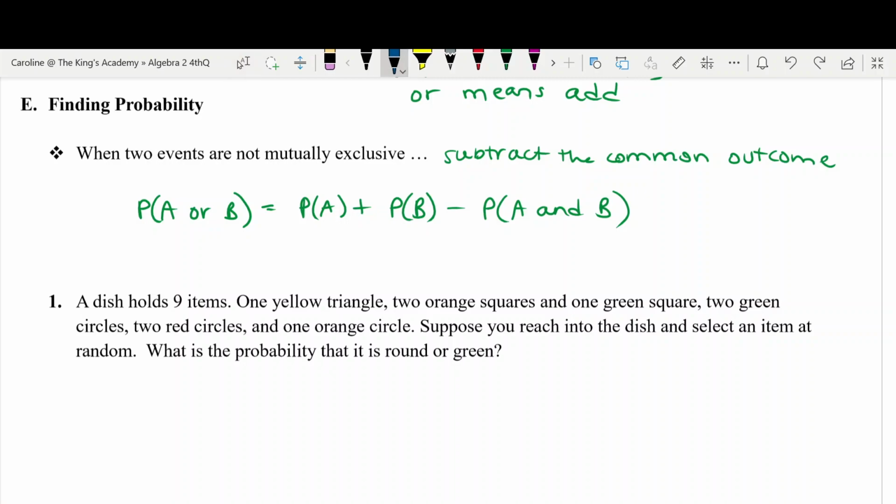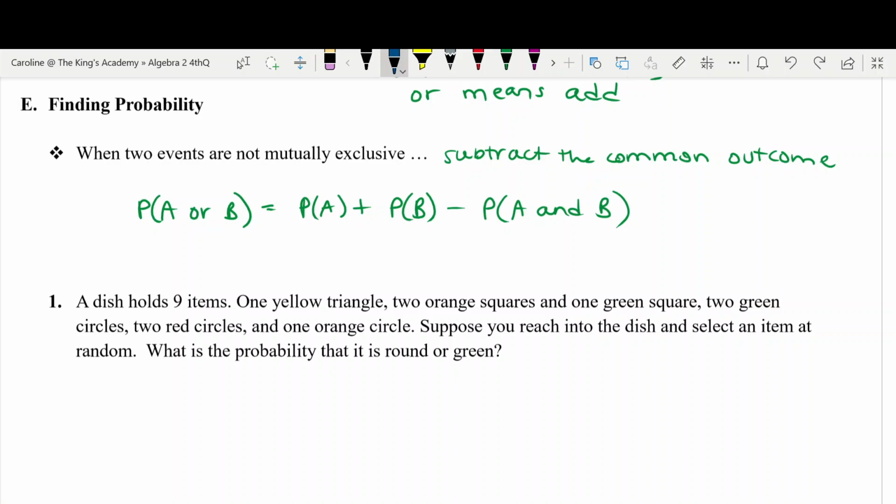You're going to be subtracting something. And I know I read that really fast. So 1 yellow triangle, 2 orange squares, 1 green square, 2 green circles, 2 red circles. So we need to know how many items in this dish are round. Well, the triangle is not round, right? All the circles are round, right? And then you need to figure out how many green items there are.